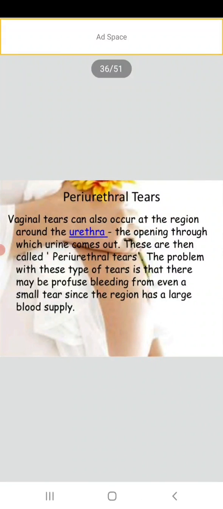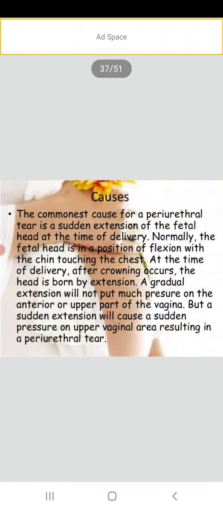Periurethral tears. Vaginal tears can also occur in the region around the urethra, the opening through which urine comes out. These are called periurethral tears. The problem with these tears is that there may be profuse bleeding even from a small tear, since the region has a large blood supply.